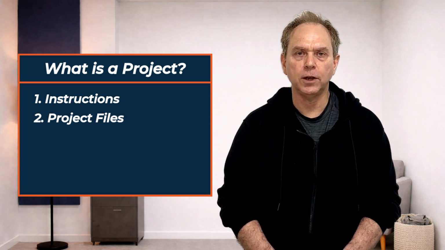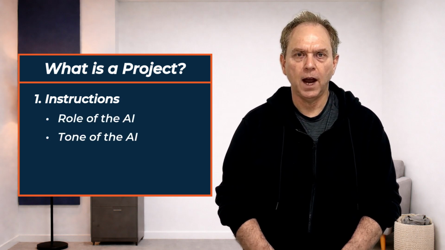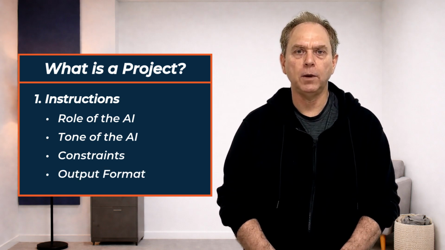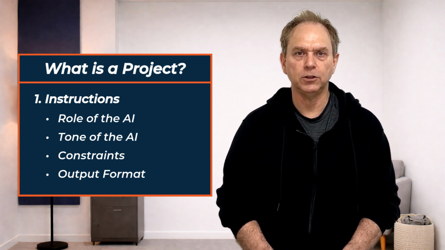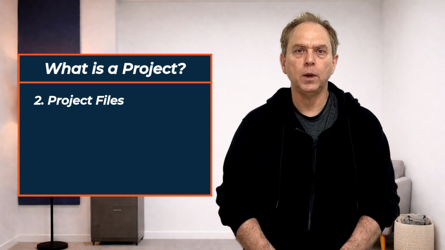The instructions are where you set the core rules, including role or what the AI should act as, tone or how it should communicate, constraints or what it should avoid doing, and output format or how responses should look. Think of the instructions as the behavior layer controlling how the AI responds, which leads us to the project or reference files. These are the things the AI draws on when it's working.